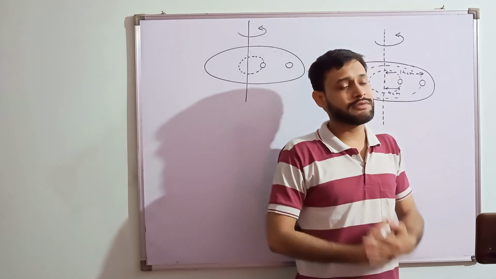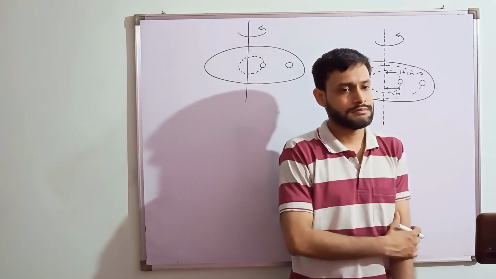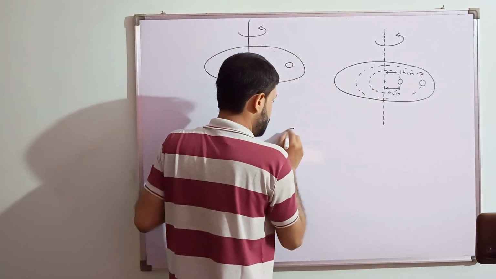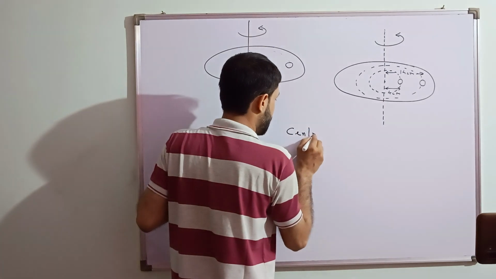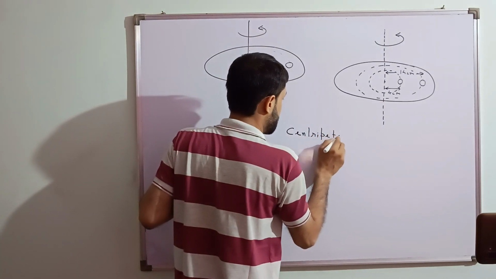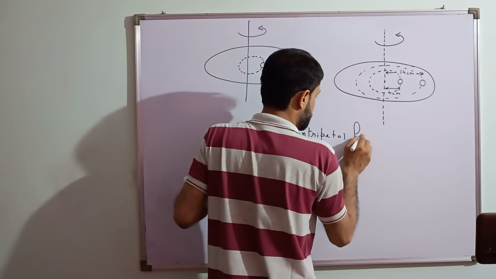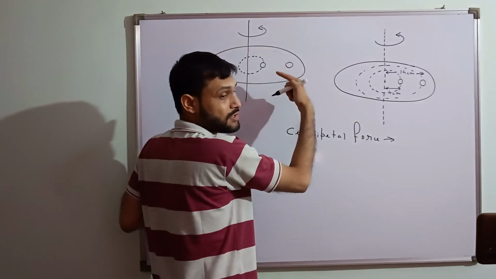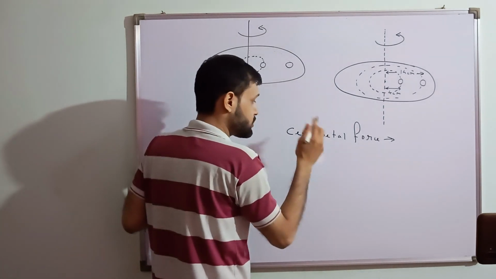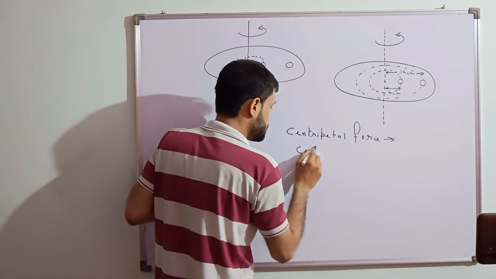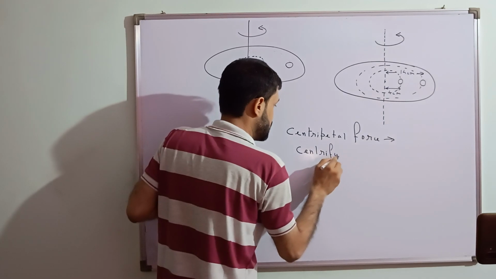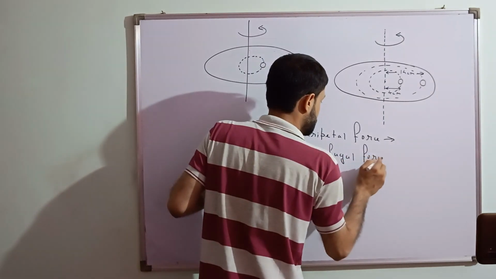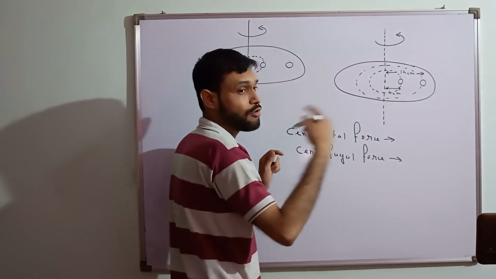What is the centripetal and centrifugal force? What is centrifugal, sir? See, we are having two forces. One force is centripetal force, or we can say center seeking force. The force which is towards the center is the centripetal force, and the other force is centrifugal force. Now this centrifugal force means the force which is outside.